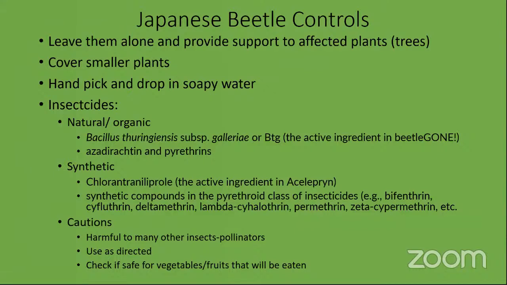Controls. Unfortunately, they are not easy to control. You can leave them alone and provide support for the affected plants like trees, making sure they have enough water, nutrients, and that sort of thing. Mulching the ground underneath the trees. If you have smaller plants, you can cover them up. But again, that's maybe not a good solution if you have roses, because you want people to see them, and then you cover them up to keep the Japanese beetles off. You can't see the roses anymore.